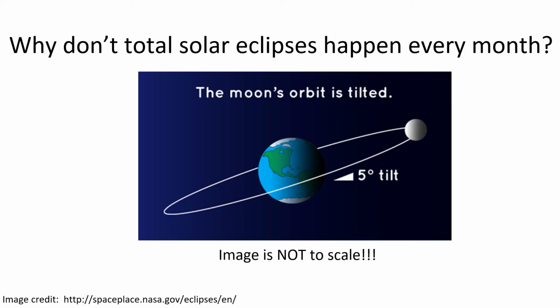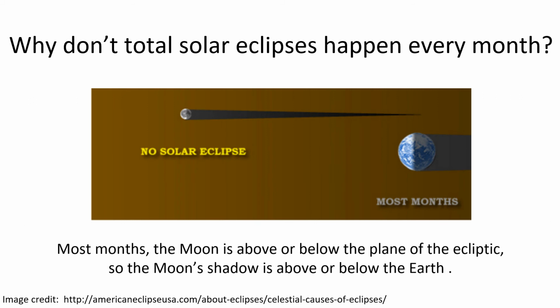The reason a solar eclipse doesn't happen every month is because the moon's orbit is tilted. Most months, the moon is above or below the plane of the ecliptic, so the moon's shadow is above or below the Earth.